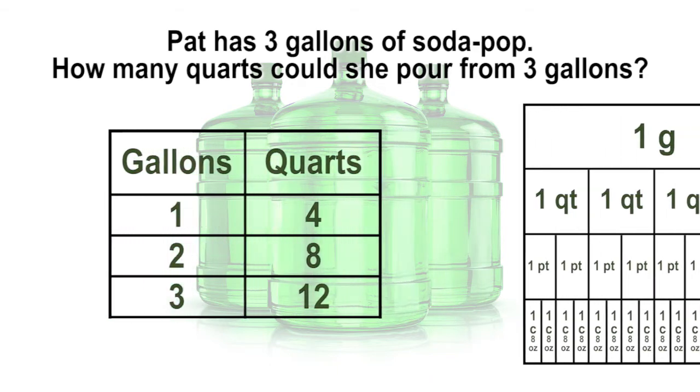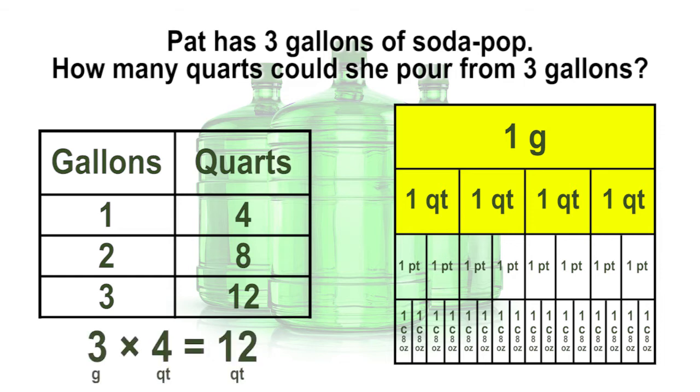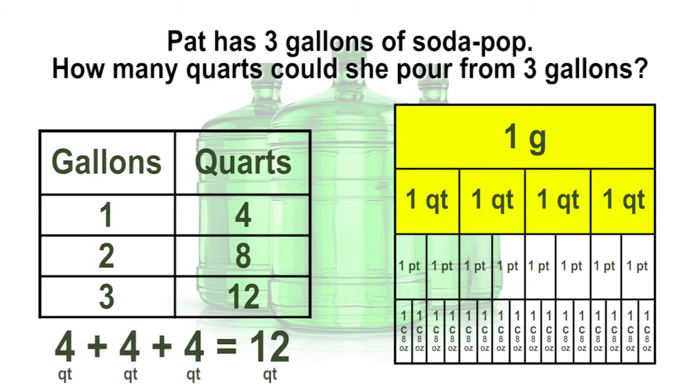We could also look at our bar graph and notice that there are 4 quarts in each gallon. But Pat has 3 gallons. This can be represented with a multiplication equation, 3 times 4 equals 12 quarts, or with repeated addition, 4 plus 4 plus 4 equals 12 quarts.